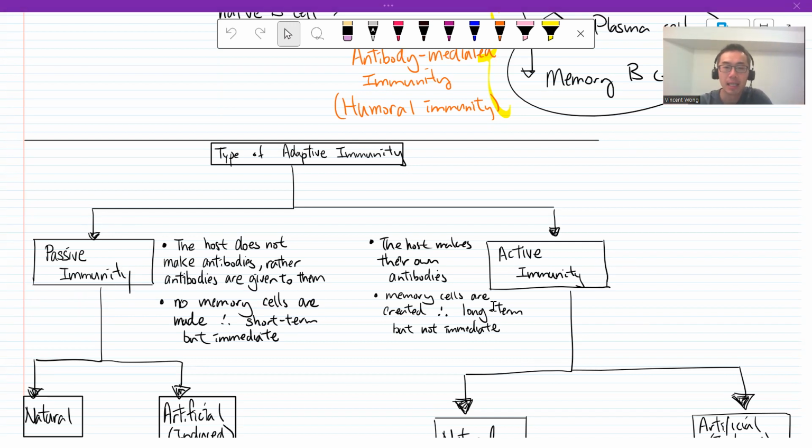As for active immunity, the host has to make their own antibodies, and in the process of doing so, they will also create memory cells, and these memory cells will stay in the host's body for a very long time, providing long-term protection. But it does take some time to select the naive T cell and the naive B cell. So active immunity might not be available right away. It takes some time before the protection is going to be there. So passive is short-term but immediate, but active is long-term and non-immediate.